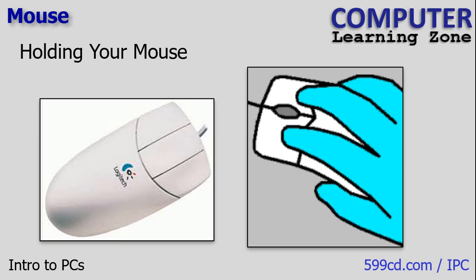With the palm grip, the entire hand rests on the mouse and the palm makes contact with the back of the mouse. This is better for larger ergonomic mice and provides more support for the hand. I personally don't like doing that. My palm never touches the mouse, but that's just me.